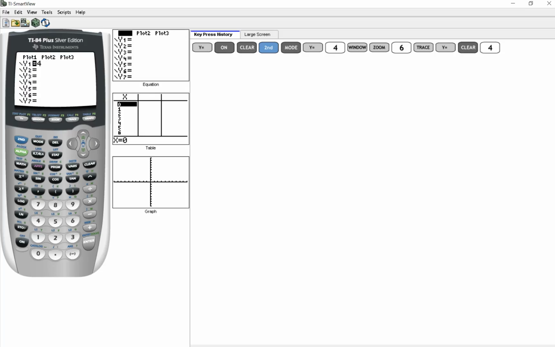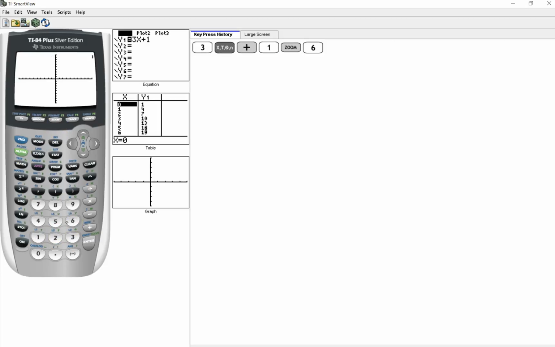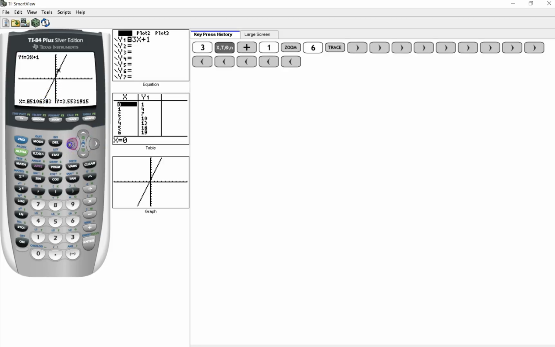So go back to the y equals menu, clear out the 4 that we had in there, and instead put in 3x plus 1. Click on zoom 6 to graph, and then trace to give us some important information. Now, we can move our cursor around along here, and that gives us some information, but it doesn't give us the important information that we're looking for. In order to draw a sketch of this graph, I should really know my x-intercept and my y-intercept.